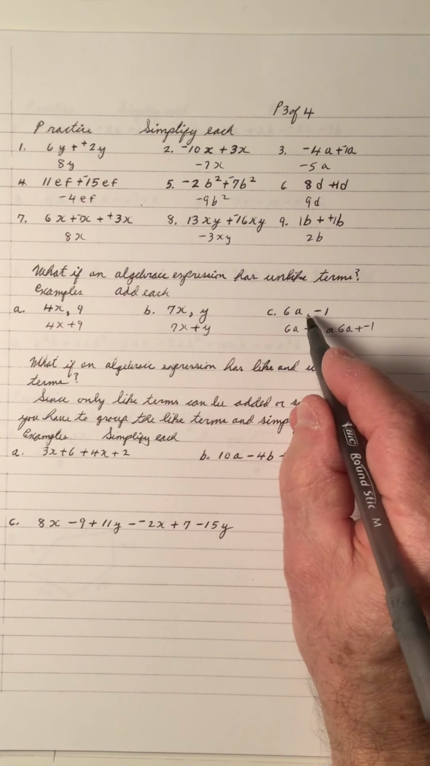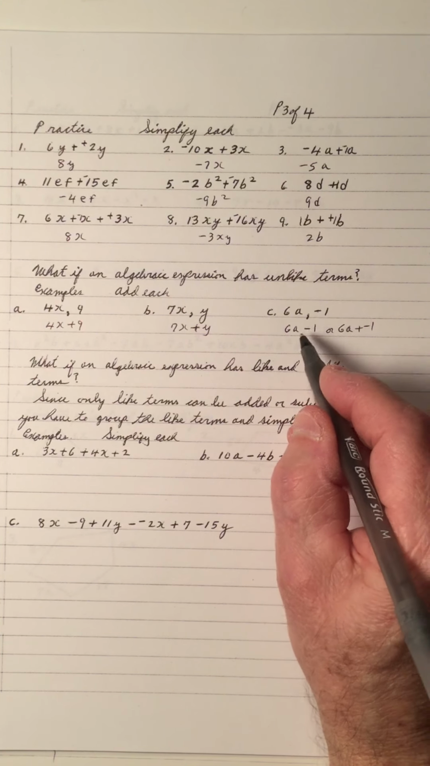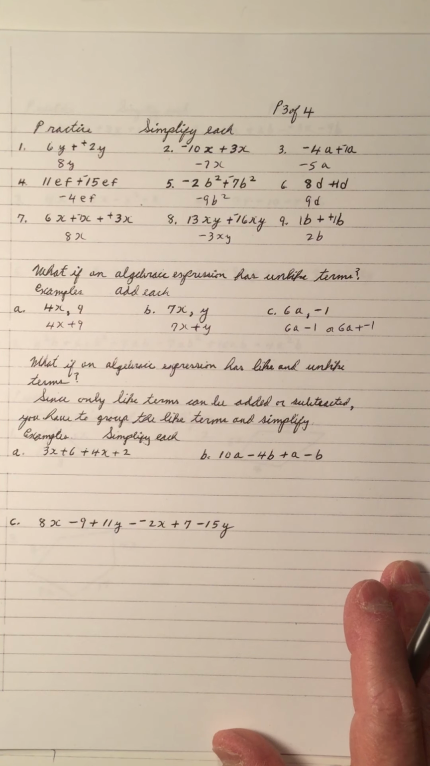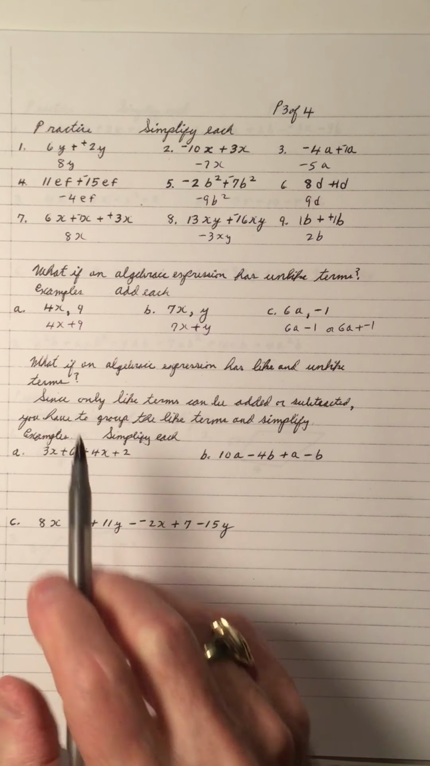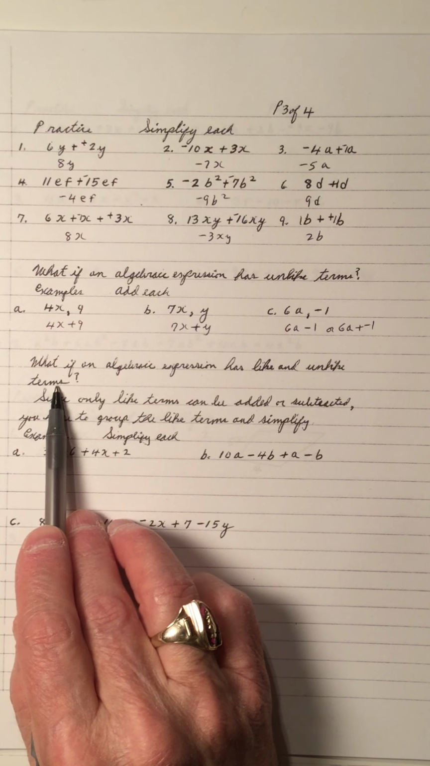If you're combining those, you can't. Remember, that's not negative. You can't multiply them. You can't add them together because they're not like terms. Keep that in mind. You can only add like terms. If an algebraic expression has like terms and non-like terms, what do you do?